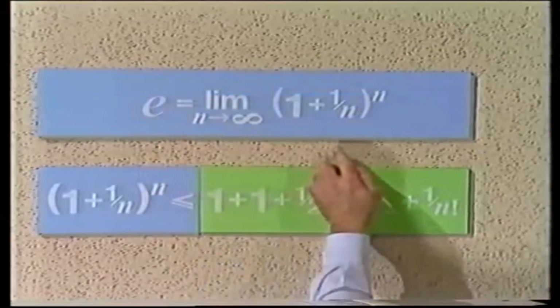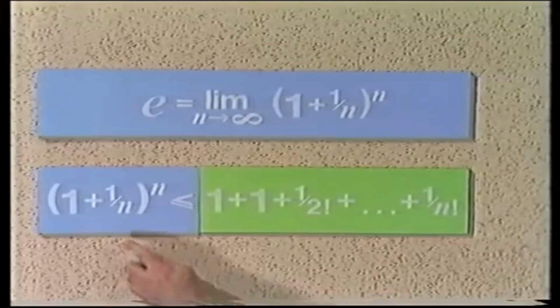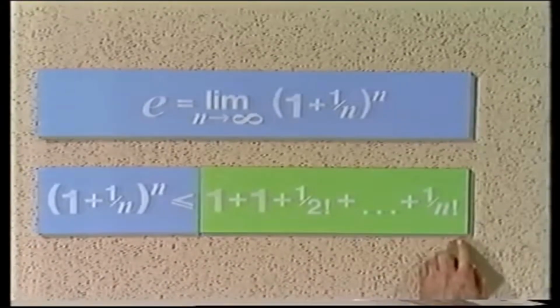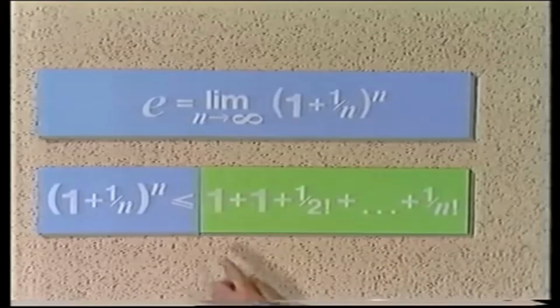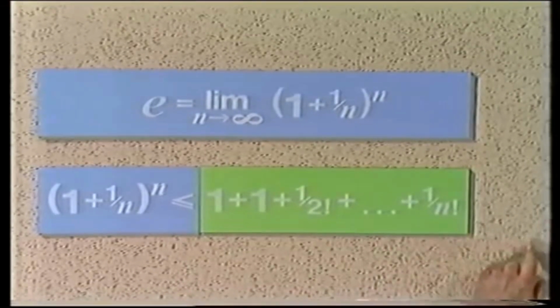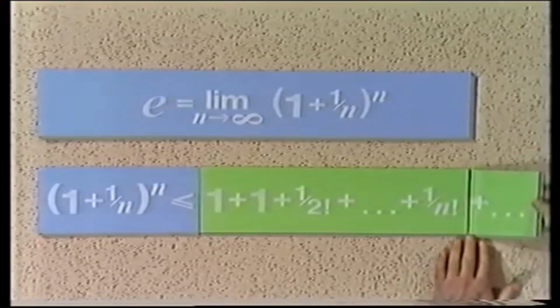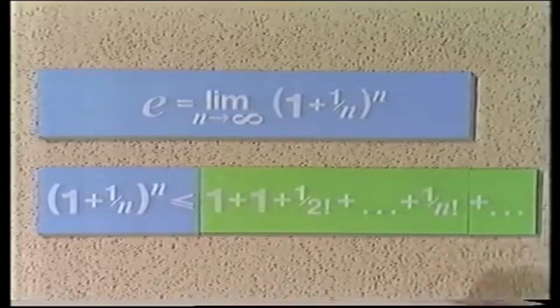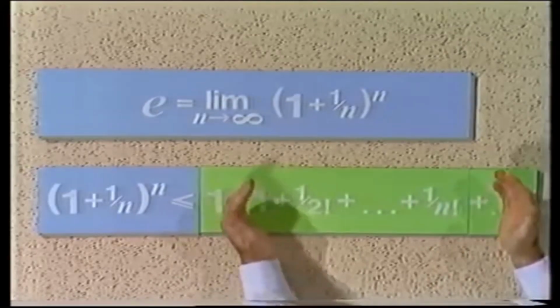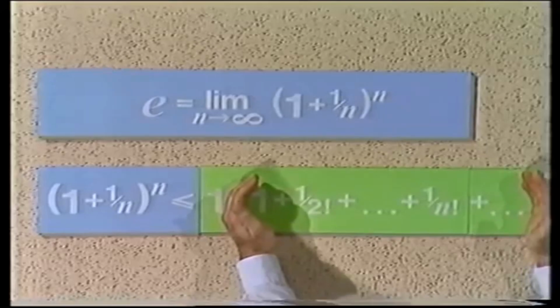Here are two results from last week's program. The first one defines e as the limit of an infinite sequence, and the second is an inequality which follows from the binomial theorem. Now this inequality remains true if I add some extra things on the right. For example, making this an infinite series. Now, this much is sigma 1 over n factorial from 1 to infinity.